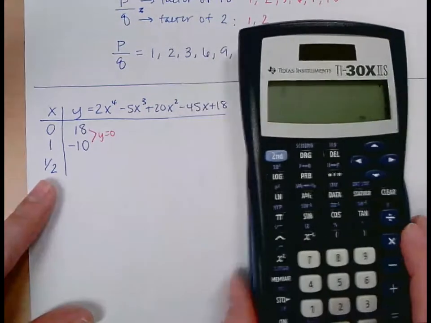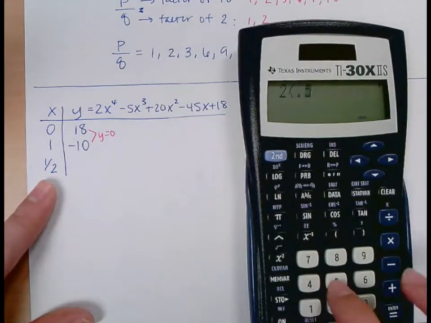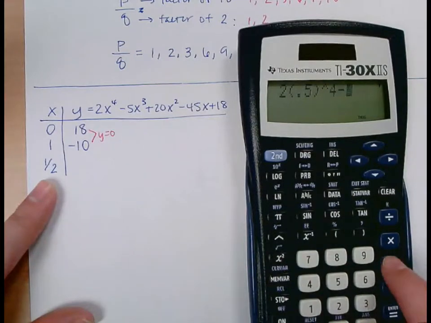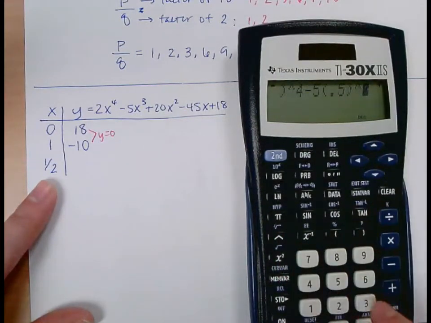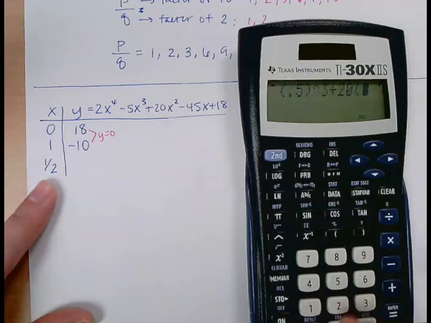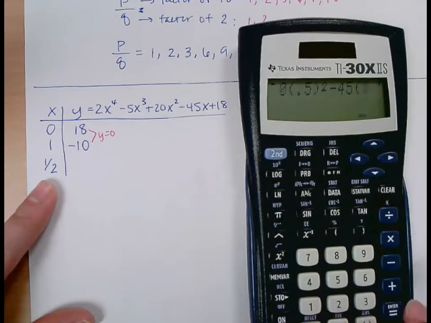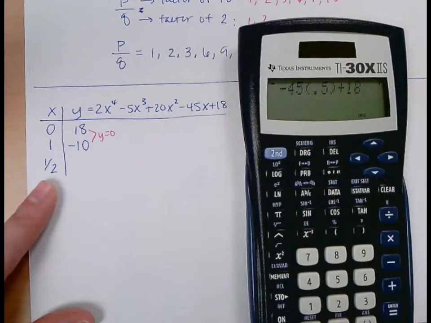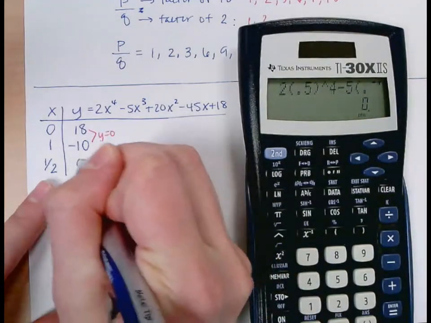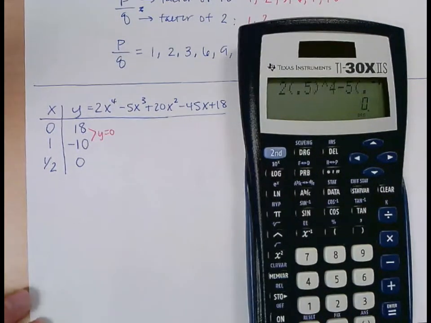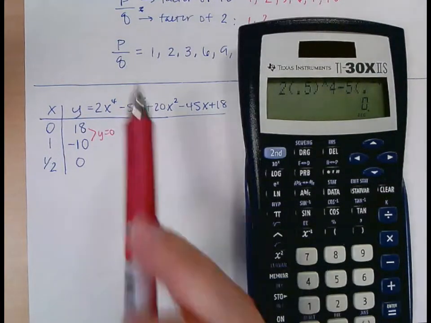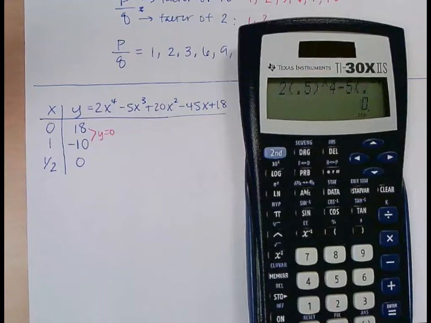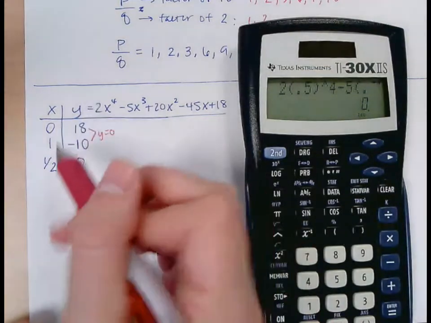And when I plug in 1/2, I can use 0.5 instead of typing in a fraction. So I would have 2 times 0.5 to the 4th minus 5 times 0.5 to the 3rd plus 20 times 0.5 squared minus 45 times 0.5 plus 18. And I do get 0. Okay, if I didn't get 0, then I would keep going with my list and I would try 2 next, and then 3, and then 6, and so on.